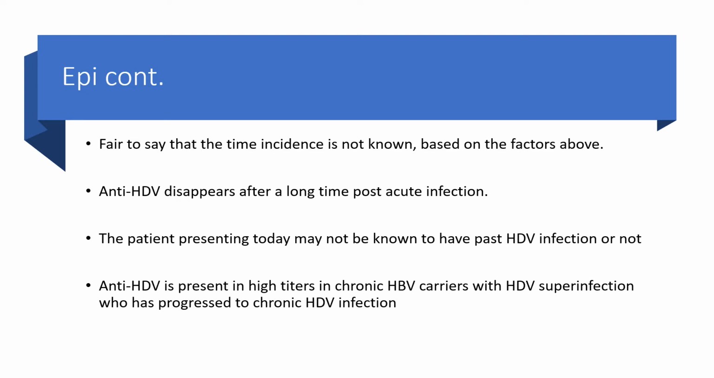Antibodies to hepatitis D virus will disappear after a long time post-acute infection. The patient presenting today may not be known to have passed hepatitis D virus infection or not. Antibodies to hepatitis D virus are present in high titers in chronic hepatitis B virus carriers with hepatitis D virus superinfection who have progressed to chronic hepatitis D virus infection. In other words, antibodies will be high in chronic hepatitis D virus infection, but we need a repeated measurement in the acute phase to be able to pick that. And sometimes anyone already with past infection may not be showing the value of antibodies to hepatitis D virus because it can disappear after a long time.